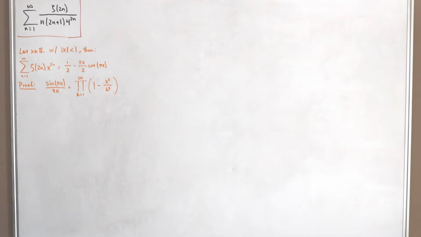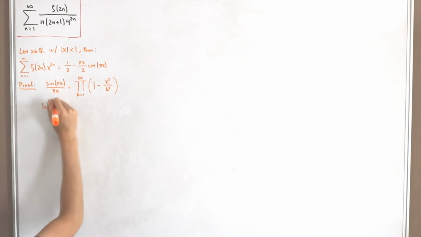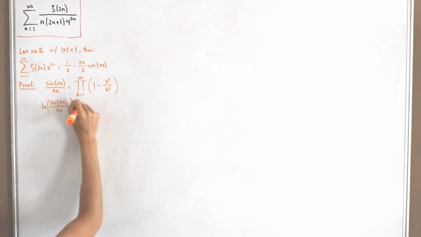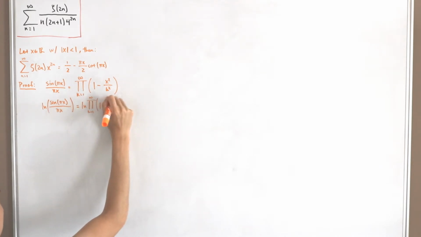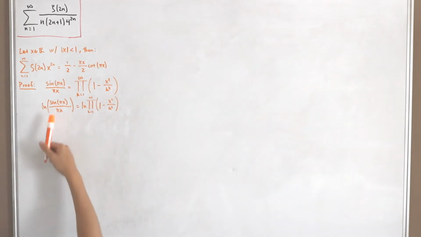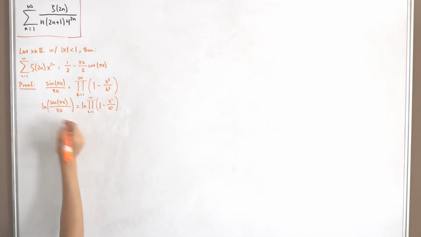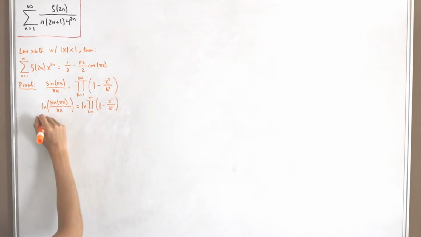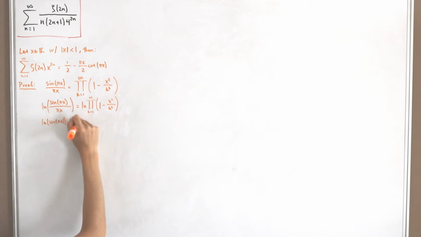Next I'll take the natural log of both sides. That means I'll have the natural log of sine of pi x divided by pi x, equal to the natural log of our infinite product, 1 minus x squared divided by k squared. Okay, and on the left hand side I can just use our rules of natural logs. I can split this up as a difference of two natural logs since the input is under a division. So we have the natural log of sine of pi x, minus the natural log of pi x.